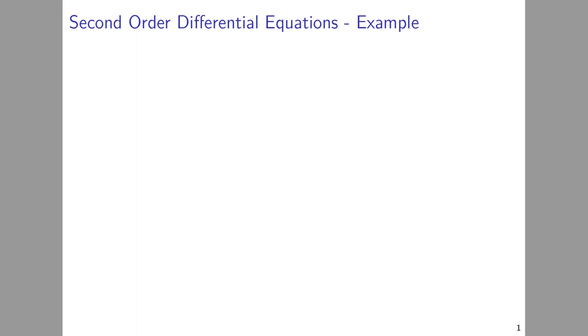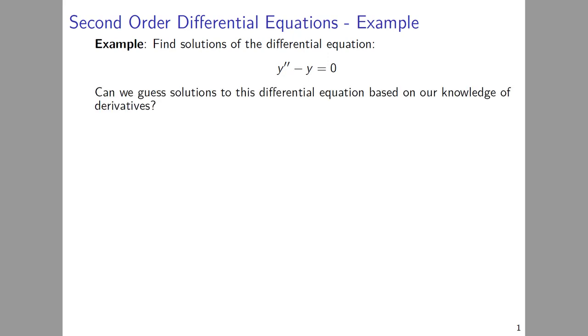Let's look at an example of a second-order differential equation and find solutions to y double prime minus y equals 0. Since we don't have any techniques for solving such a differential equation, can we guess solutions based on our knowledge of derivatives? Rewriting this as y double prime equals y by adding y to both sides may help figure it out.